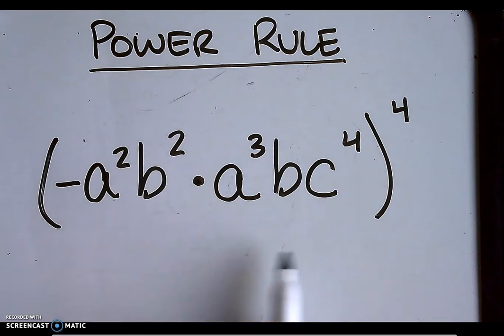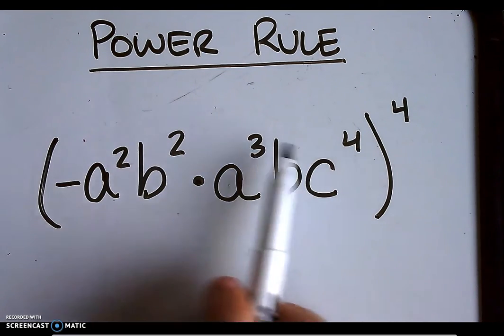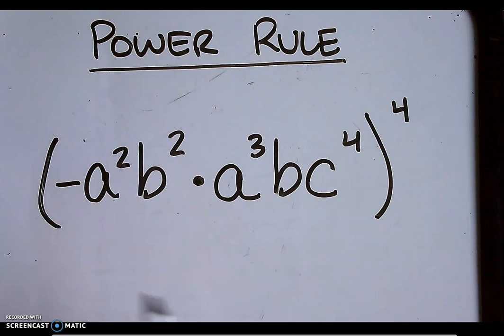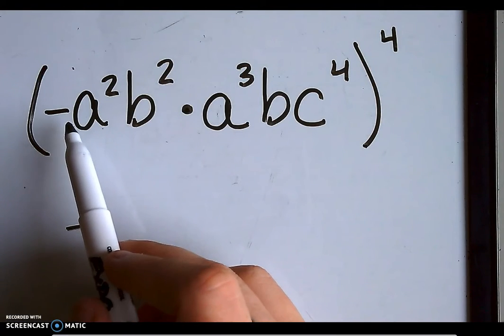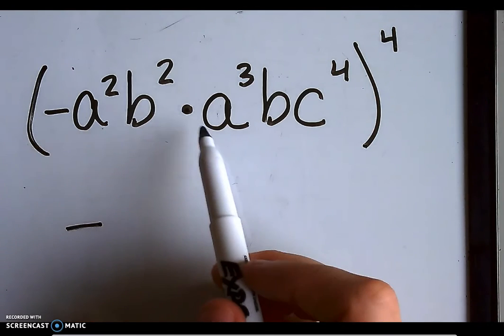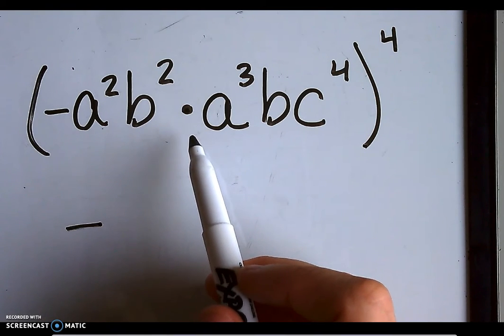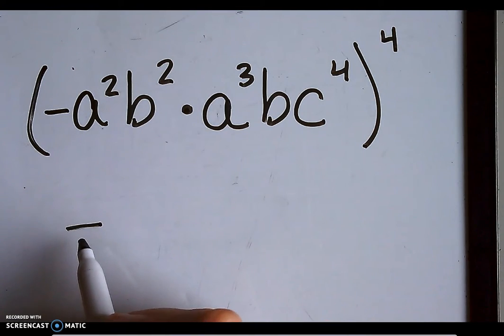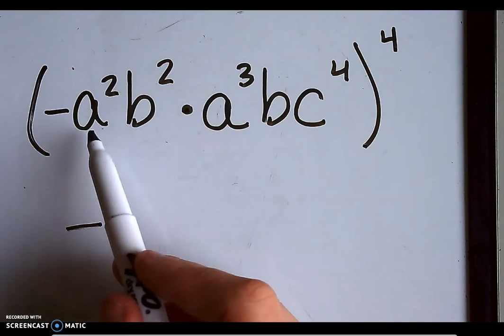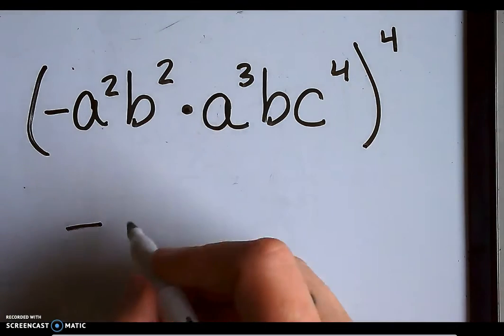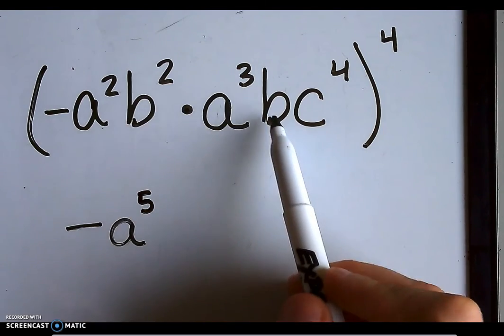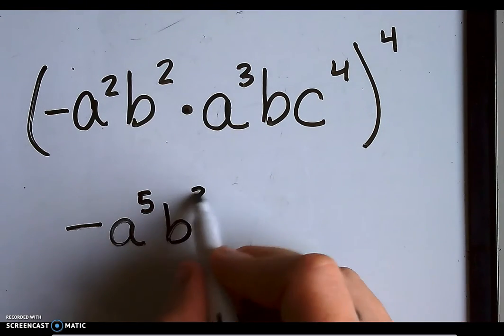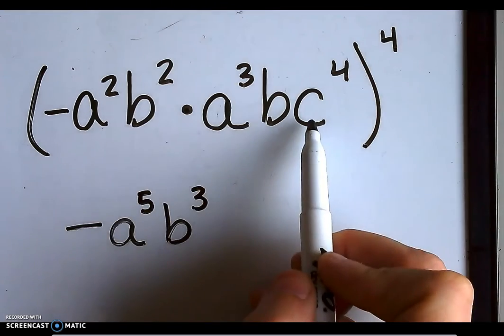begin by simplifying the product in the center of the parentheses, and then apply the power rule. We'll begin by multiplying our coefficients. I so far have a -1 and just a +1 here, so we get a negative. And then in the next step, we'll do a squared times a cubed, and that gives us a to the 5th. b squared times b is going to give us b to the 3rd. And then I just have c to the 4th left over.